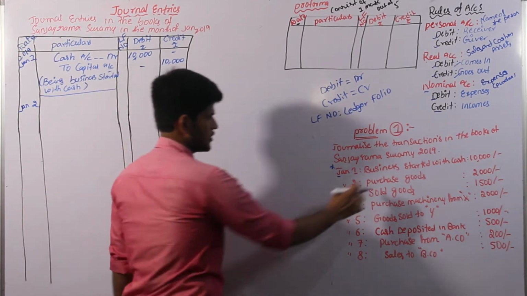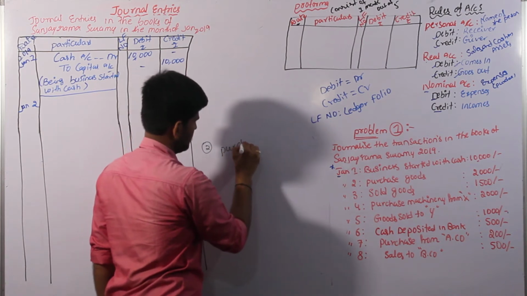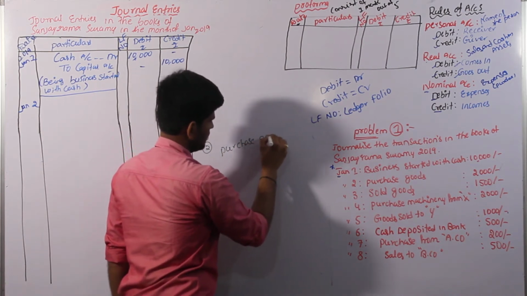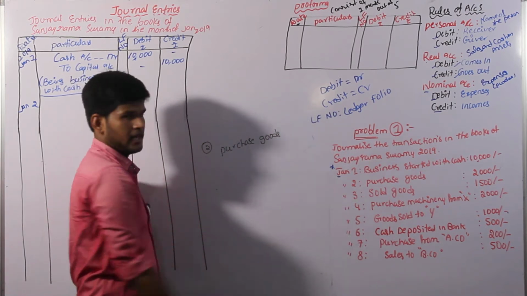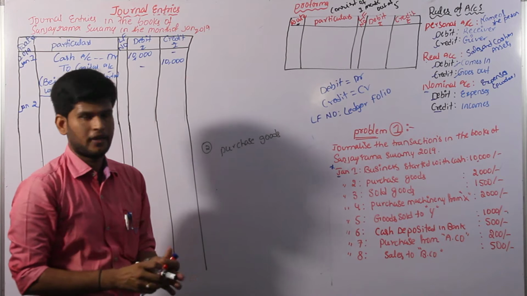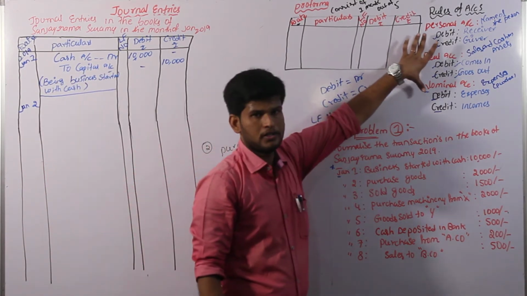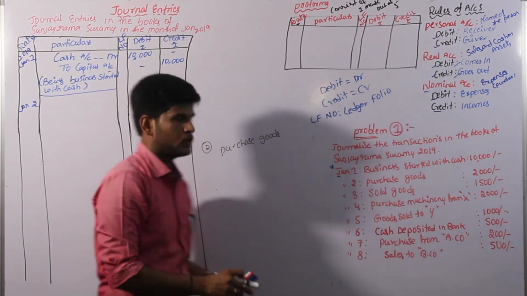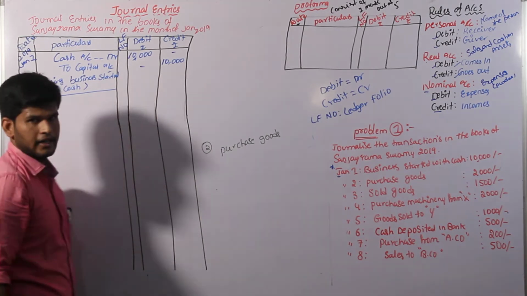Now come to the transaction. Second one, purchase goods. Let us discuss, as already explained, how we can identify the rules. Each and every transaction must satisfy the 3 rules. Without identifying the 3 rules in our transaction, we can't give a journal entry in our journal entry stage.